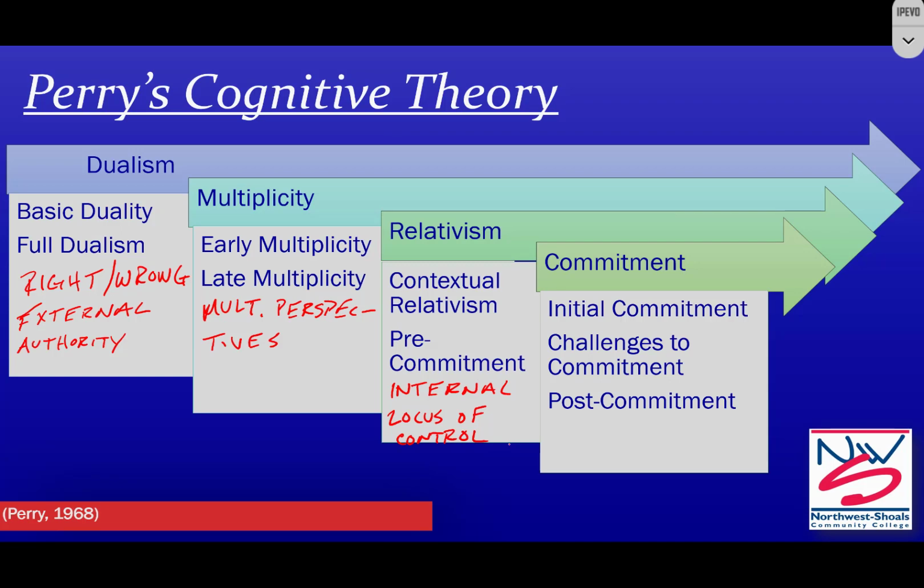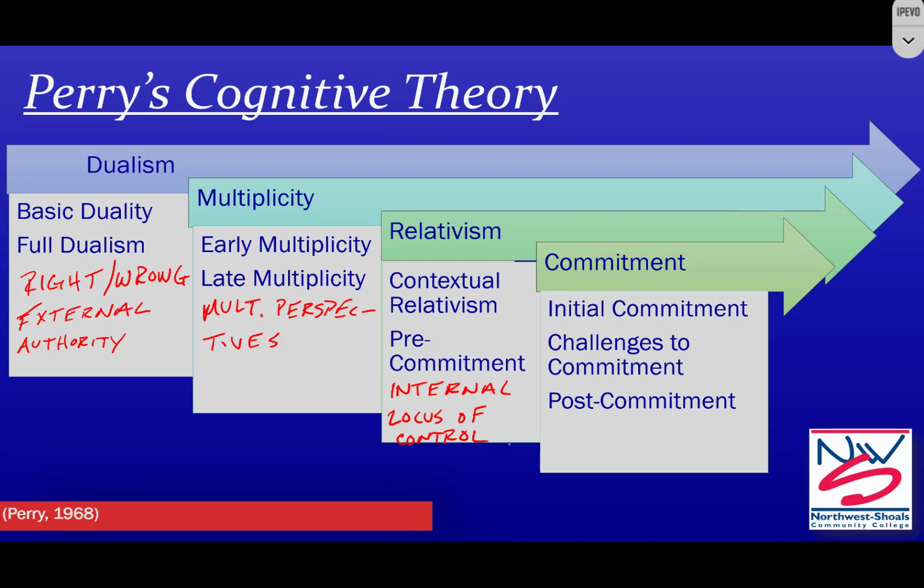So then we finish out these 9 positions in what Perry refers to as stages of commitment. So in these stages, students begin to realize that they need to form meaningful professional and personal relationships, and that these relationships are based upon and contribute to a person's identity, and that these relationships take commitment.